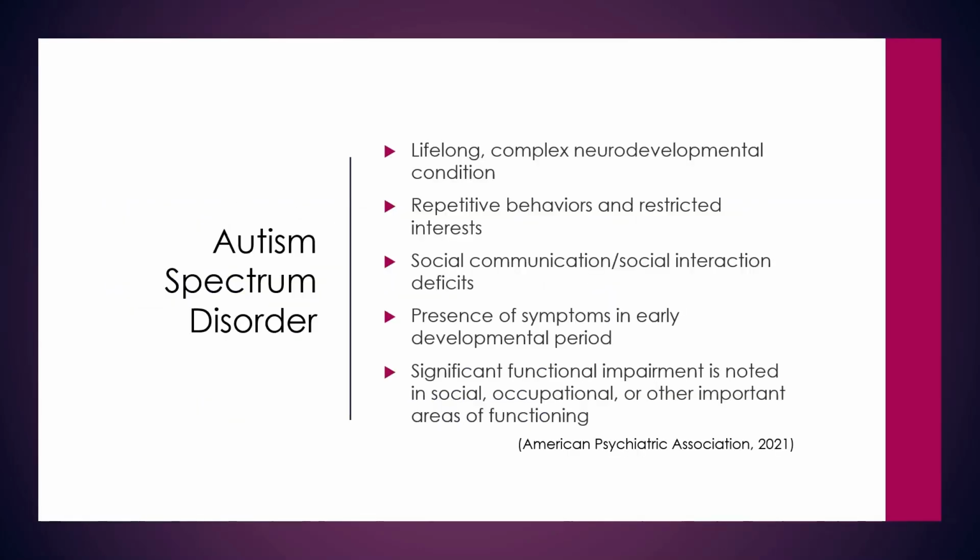Autism spectrum disorder. This is a lifelong, complex neurodevelopmental condition. Individuals diagnosed with autism often display repetitive behaviors or movements and have restricted interests. Deficits are present in social communication and social interaction. Symptoms are initially observed in the stages of early childhood development. Significant impairment in functional ability is present in social, occupational, and other important areas of functioning in their lives. Symptoms of autism can vary from mild to severe.